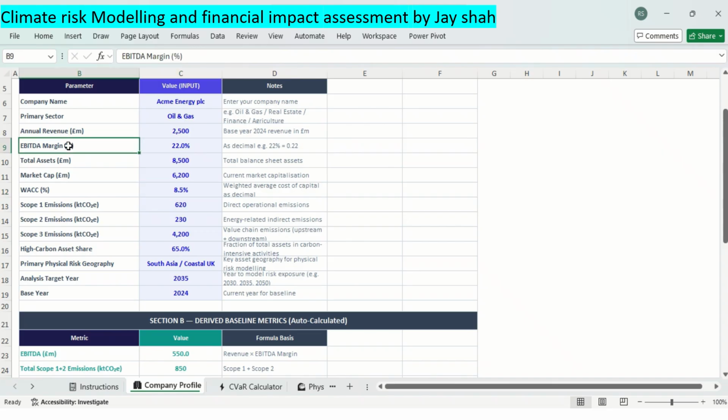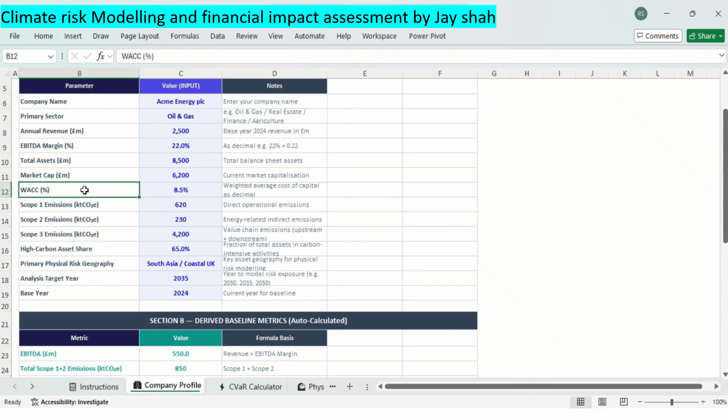We already saw in the slide that I gave an example of the transition scenario as well as the physical scenario. Then total assets, which is the total balance sheet, is used to calculate a stranded asset ratio as a percentage of total assets, an investor and lender facing materiality metric. Then market cap is used to express the transition CVAR as a percentage of market cap in the CVAR sheet. So it is the equity investors' metric showing how much enterprise value is at risk.